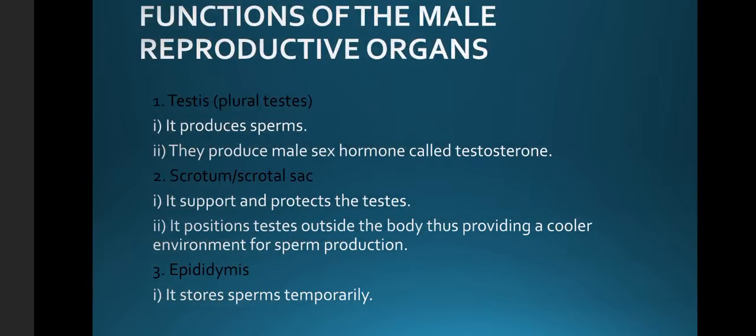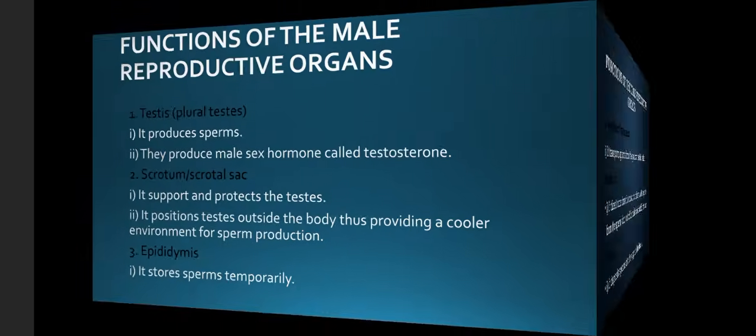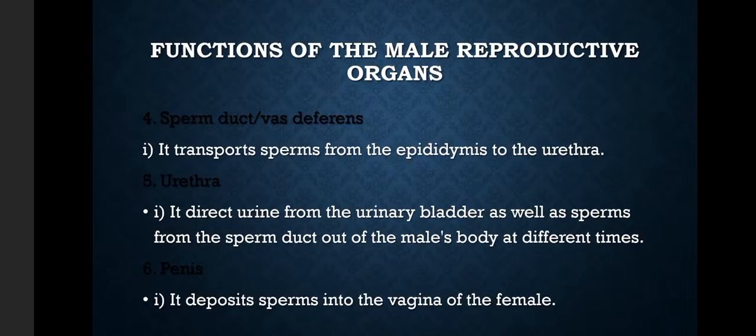The part number three of the male reproductive system is a part that you are calling epididymis, and the function of epididymis is to store sperms temporarily. The fourth part of the male reproductive system, learners, is a part that you are calling sperm duct. Sperm duct is also called vas deferens, and the function of the vas deferens is normally to transport sperms from the epididymis to the urethra.